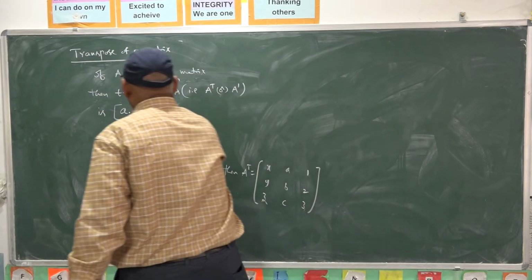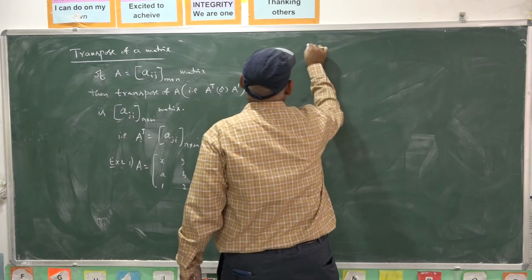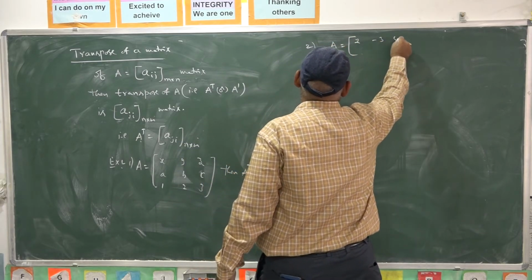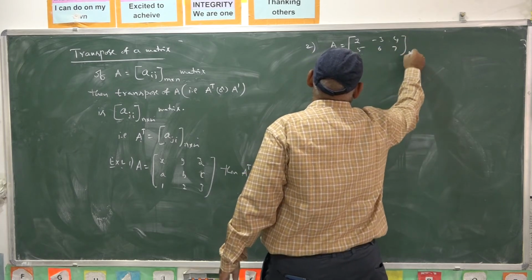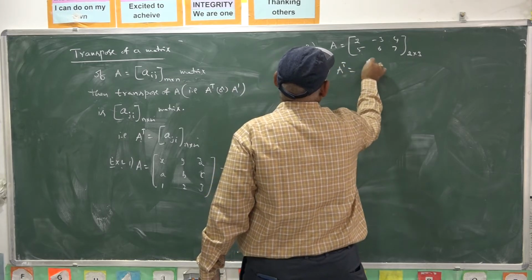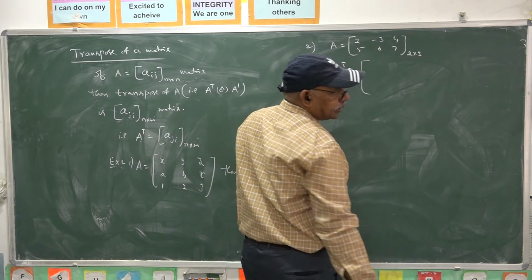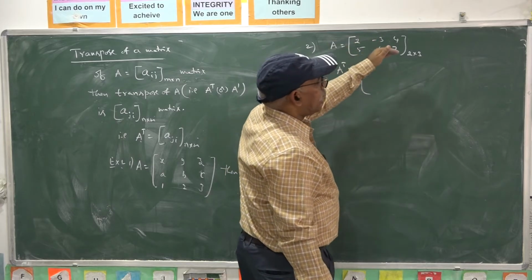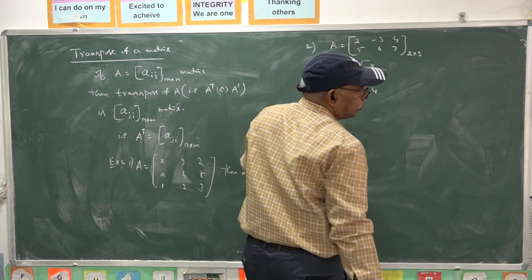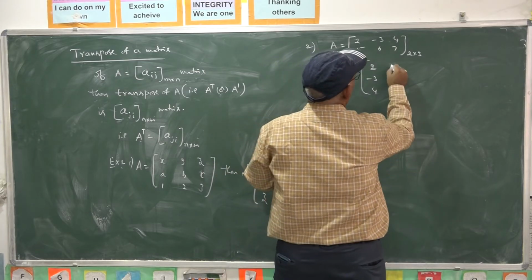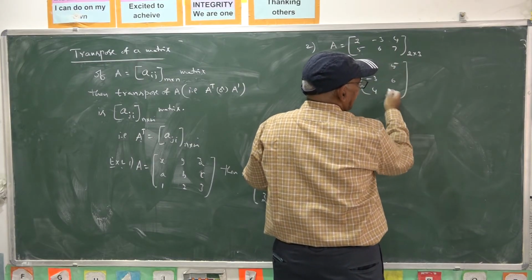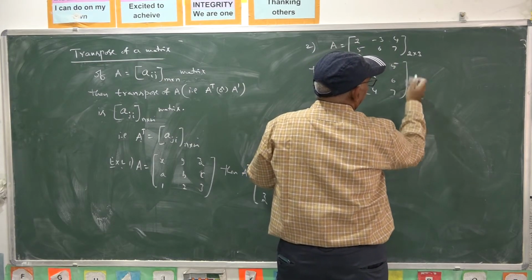Similarly, one more example. Suppose A is 2, minus 3, 4, 5, 6, 7, a 2 by 3 ordered matrix. Then its transpose is, write the rows as columns here. The first column is 2, minus 3, 4. The second column is 5, 6, 7. The order of this matrix is 3 rows and 2 columns, 3 by 2.